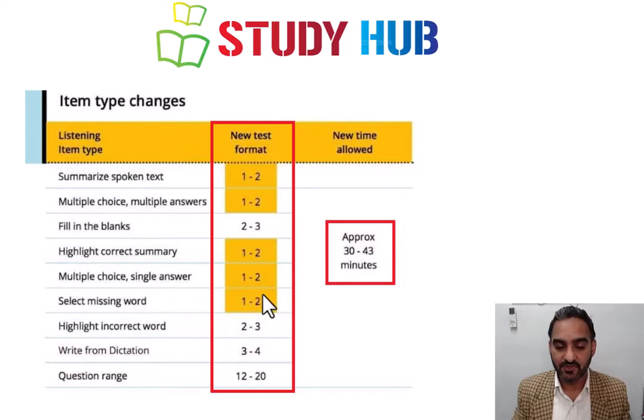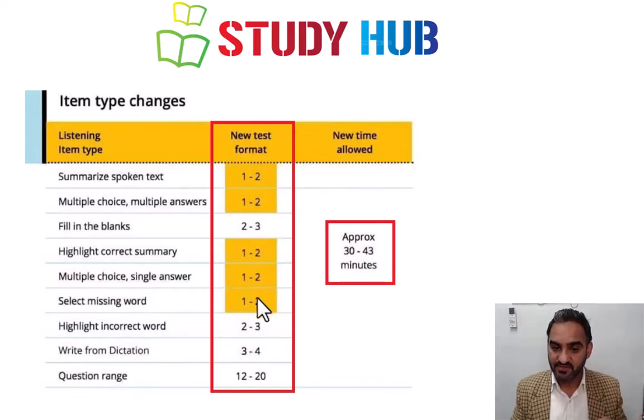Not an important question. And then we've got highlight incorrect words. Important question, 2 to 3 questions. Write from dictation, very, very important question. One of the most important questions in PTE, write from dictation, 3 to 4. So PTE structure is more about not just English but also common sense. You know, these 2 questions or these 4 questions are very important.